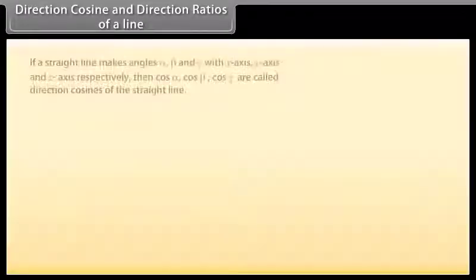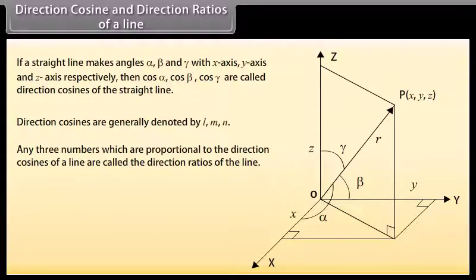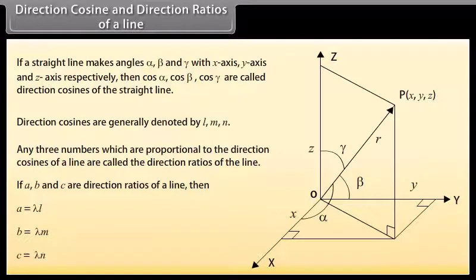Direction cosine and direction ratios of a line. If a straight line makes angles alpha, beta and gamma with x-axis, y-axis and z-axis respectively, then cos alpha, cos beta, cos gamma are called direction cosines of the straight line. Direction cosines are generally denoted by l, m, n. Any three numbers which are proportional to the direction cosines of a line are called the direction ratios of the line. If a, b and c are direction ratios of a line, then a equals lambda l, b equals lambda m, c equals lambda n.